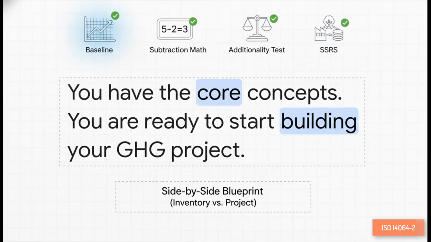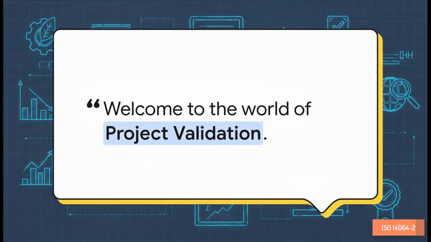And just like that, there you have it. The baseline, the subtraction math, the additionality test, and the SSRs. These are the absolute core concepts, the fundamental logic you need to start designing and building a real-world greenhouse gas reduction project. With this blueprint in hand, you're ready to move from just theory to actual practice, from a cool concept to something that can be verified. This is it. Welcome to the professional world of project validation.